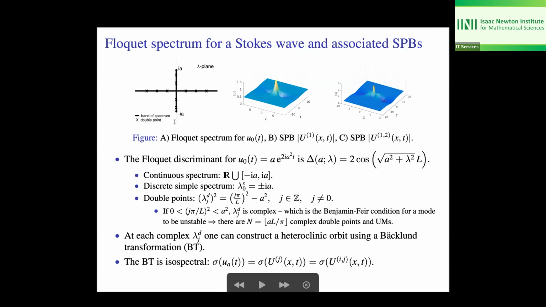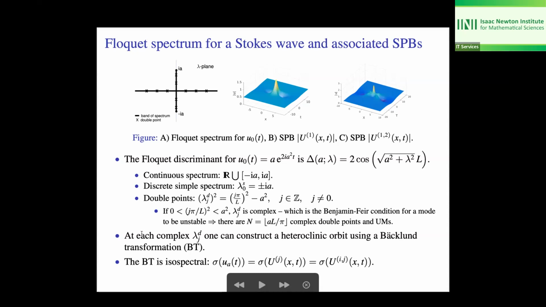You have an infinite number of double points given as follows, and there's an infinite number of real double points, but a finite number of complex double points. And the number of complex double points is the same condition, the same Benjamin-Feir condition for a mode to be unstable. So you have then N unstable modes and N complex double points.